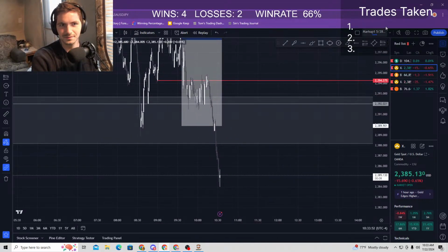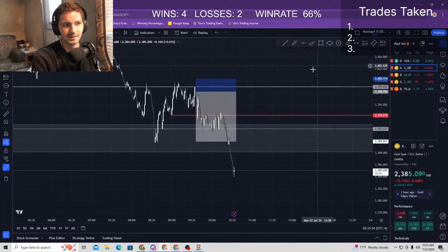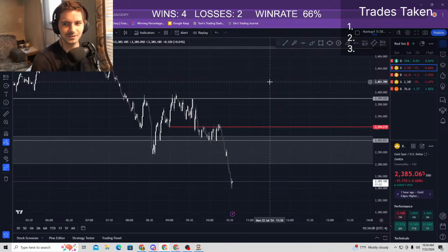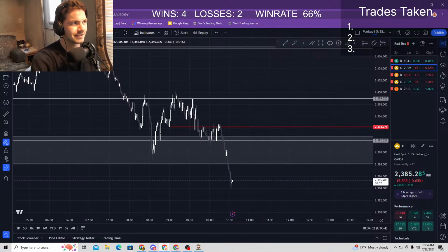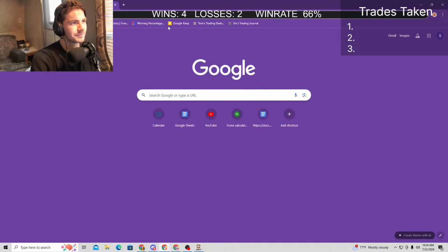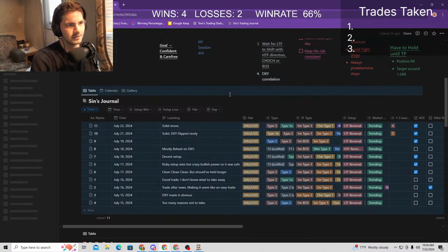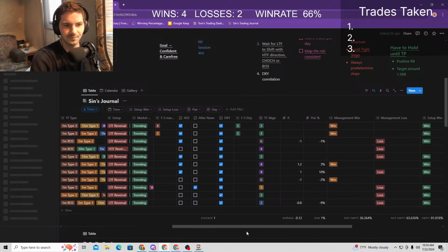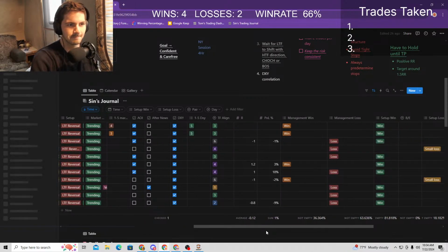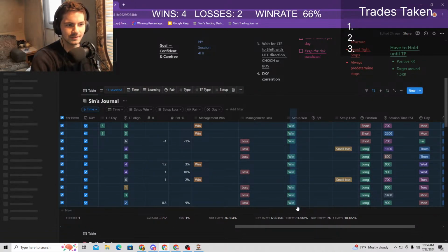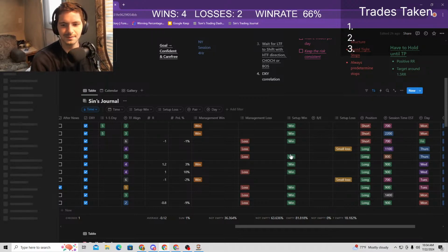It's also funny you say that, because I actually have an issue when I'm in a winning trade, closing too early. Okay, so here's my journal. Half the trades I take are setup wins, meaning the setup alone wins. If it respects my stop loss and goes to my TP, it's a setup win.